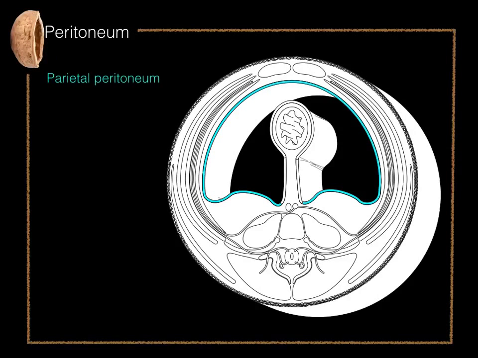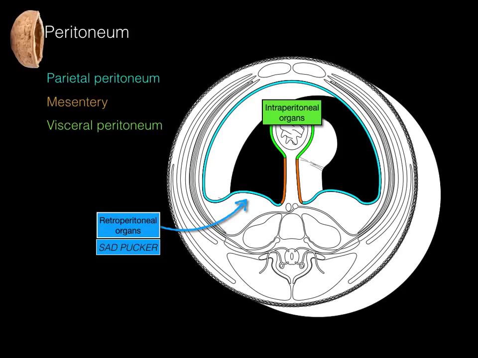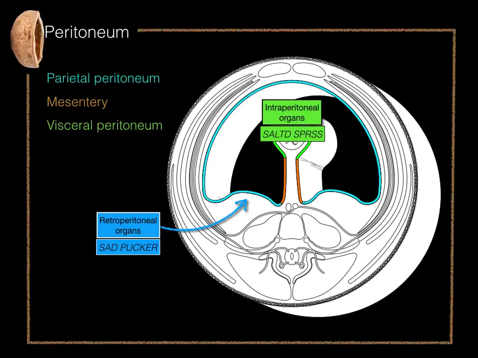Okay. All right, now let's talk about the peritoneum in a nutshell. There's parietal peritoneum that lines the wall, the mesentery, a double membrane that goes to the visceral peritoneum, and there we have all three. Behind the parietal peritoneum are retroperitoneal organs, and we remember that as SAD PUCKER. And then within the visceral peritoneum, we have intraperitoneal organs, and remember all those organs as SALTED SPURS, and that, my friends, is the peritoneum in a nutshell.